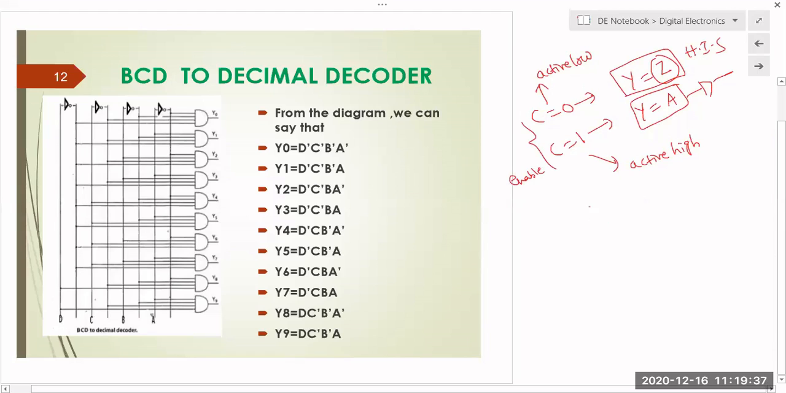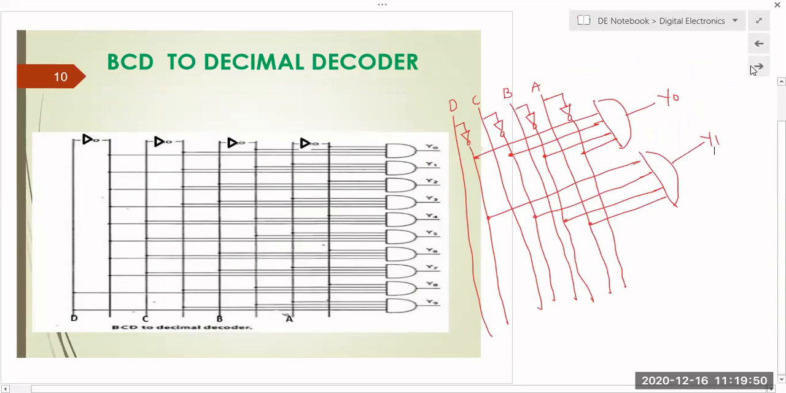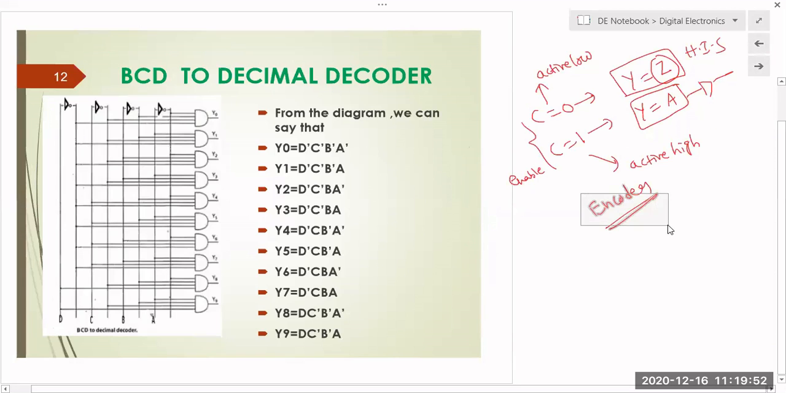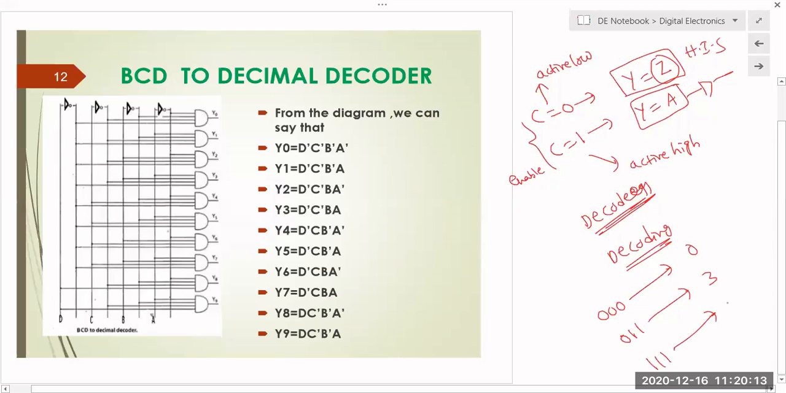And after that we discussed the decoder circuit. Encoder or decoder? Till now we discussed the decoder, not the encoder. Okay, decoding, the name itself says it. Decoding is nothing but whatever code is there, I am decoding it. If the code is 000, I am decoding it to 0. If the code is 011, I am decoding it to 3. If the code is 111, then I am decoding it to 7.